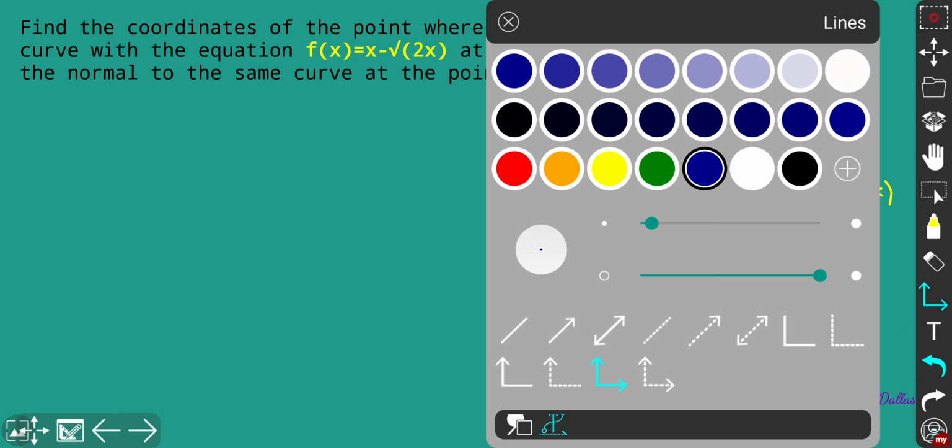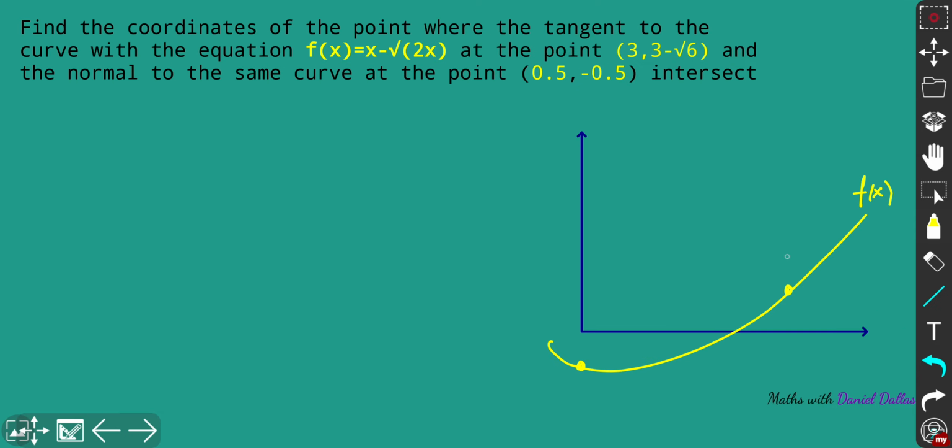So what are you going to do? You just need to put the tangent line at one point. In this case, it's going to be (3, 3 minus square root of 6). Let's pretend that's the tangent at the point (3, 3 minus square root of 6). And here's going to be the normal, okay? So the normal line would be there. Maybe let's rearrange the points so as to clearly show that the tangent will intersect with the normal line.